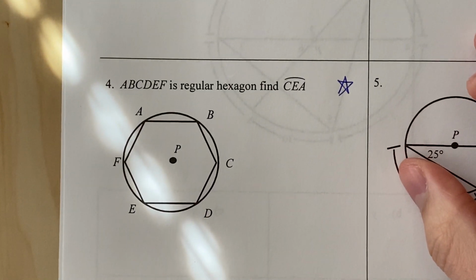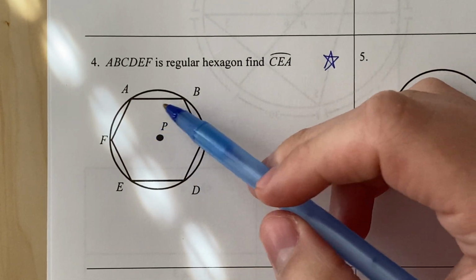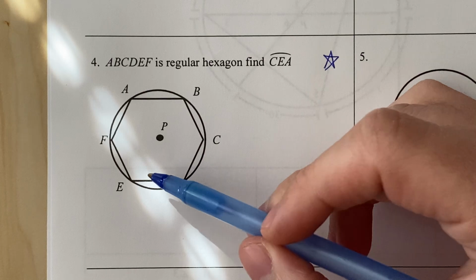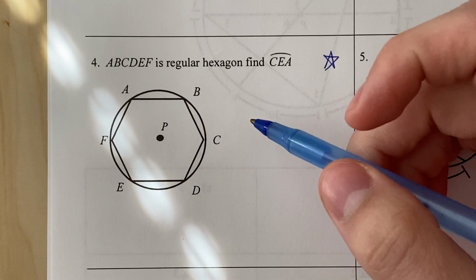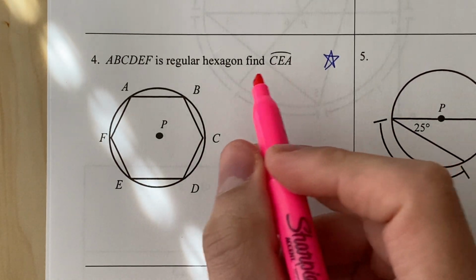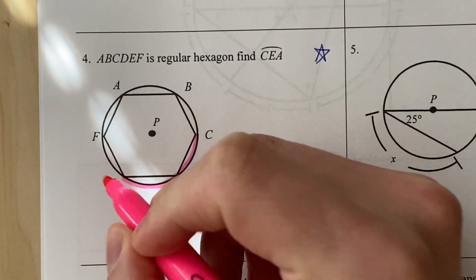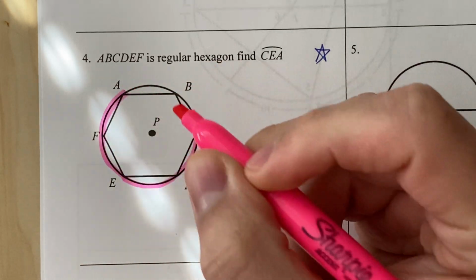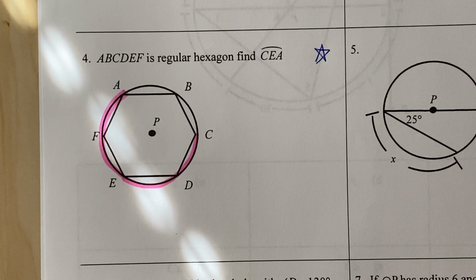Look at that beautiful sunlight. Wow. Okay. ABCDEF is a regular hexagon, so it's inscribed inside the circle. Okay. So it wants you to find arc CEA. Okay. If you think about arc CEA, 3 letters, so this means this is a big guy. So C to E all the way to A. So I want you to find what that arc is, okay? That's a big arc. So here's my hint to you guys, okay?